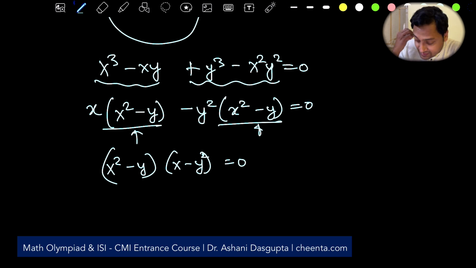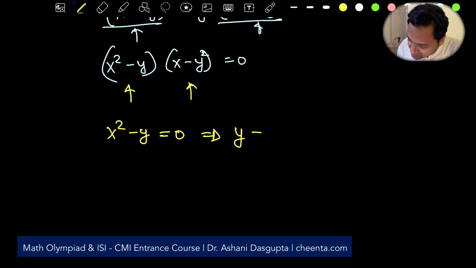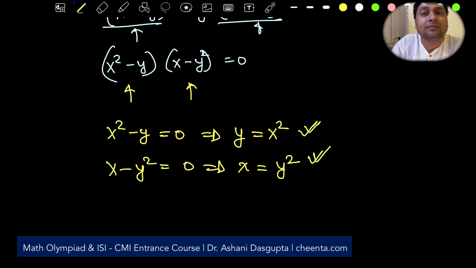What this essentially means is we have two factors and the product of these two factors is 0. How can that be? Well, the product of two things can be 0 if one of them is 0 or the other one is 0. So, we either have x squared minus y equal to 0, which means y is equal to x squared, or we have x minus y squared equal to 0, which means x equals y squared. So, either this is satisfied or this is satisfied.